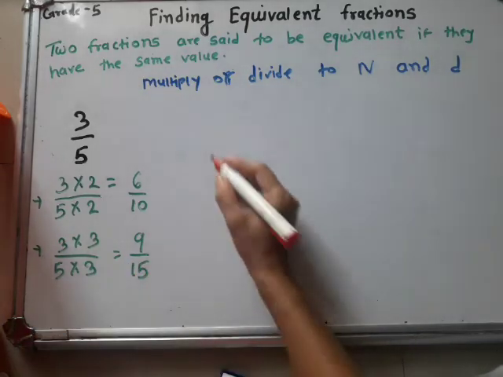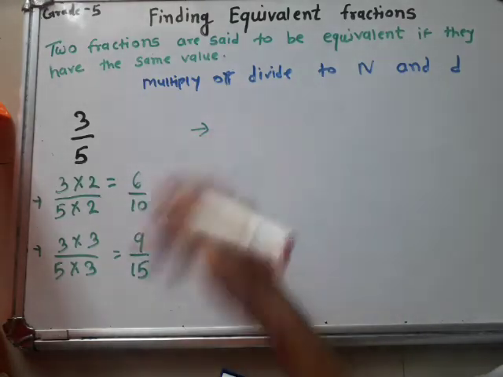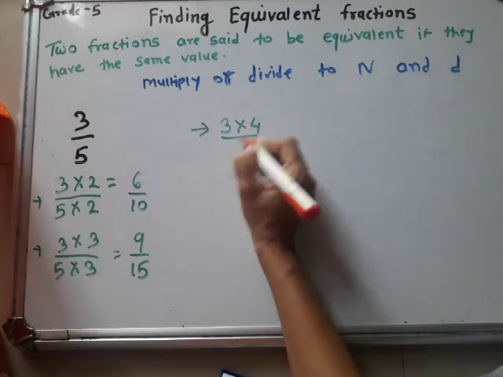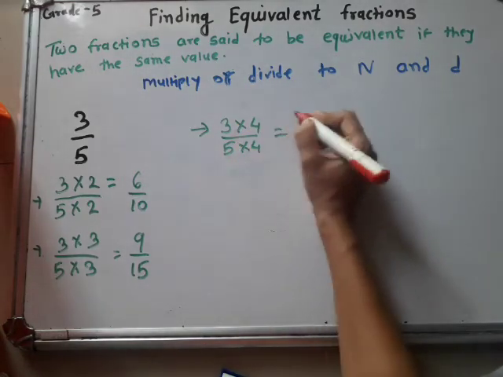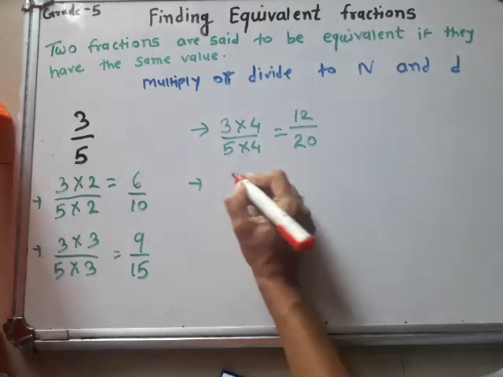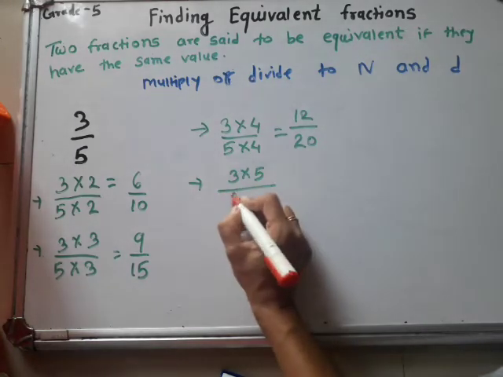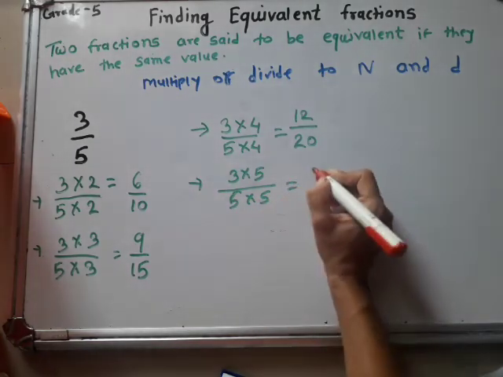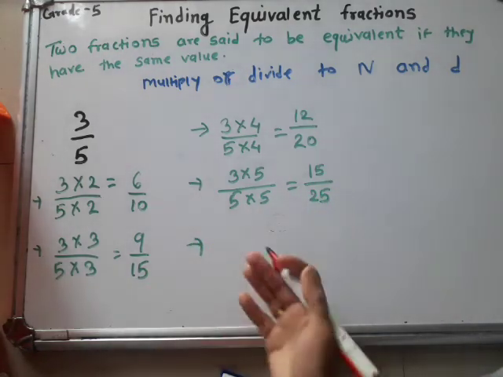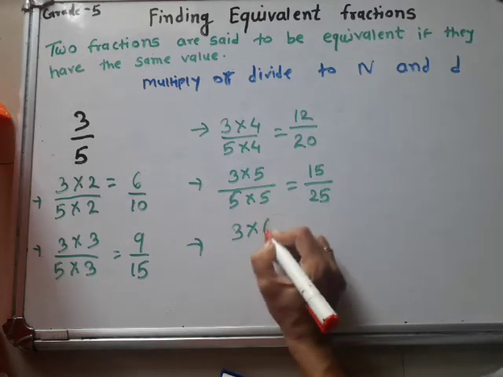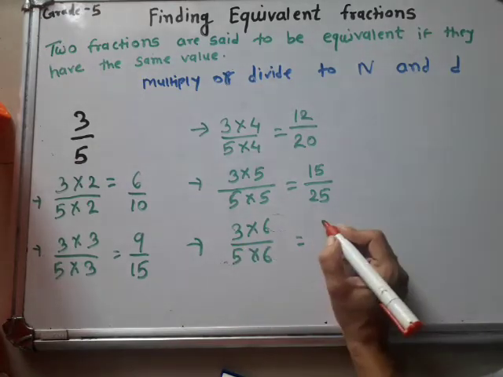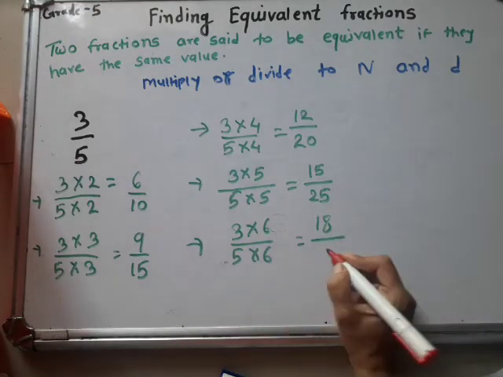Now the next number is 4. 3 fours are 12, 5 fours are 20. Now the next number is 5. 3 fives are 15, 5 fives are 25. Again, suppose we find the next equivalent fraction. Now we take the next number 6. 3 sixes are 18, 5 sixes are 30.